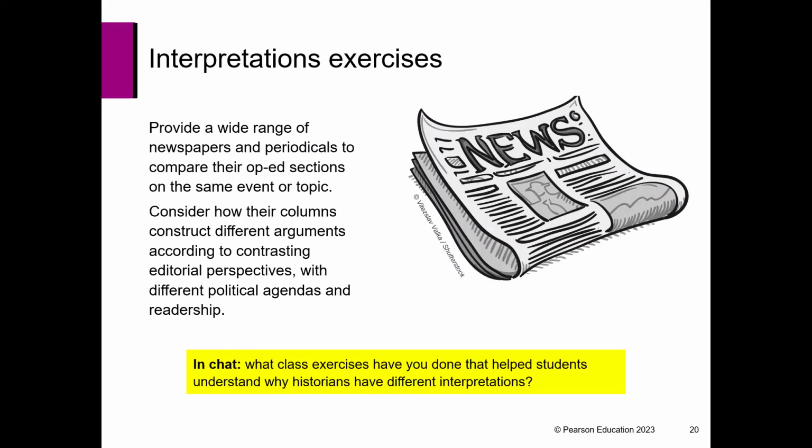One thing you might like to do is to bring either actual newspapers and periodicals into the classroom, or provide online copies or copy some op-ed sections, op-ed standing for opposite editorial, looking at newspaper columns with opinion pieces from a range of different newspapers. And they can see how the columns can construct different arguments about a similar event or piece of news according to their political agendas and readership. That could be used, again, as an introduction to thinking about why historians might have different agendas, scope, or focus.